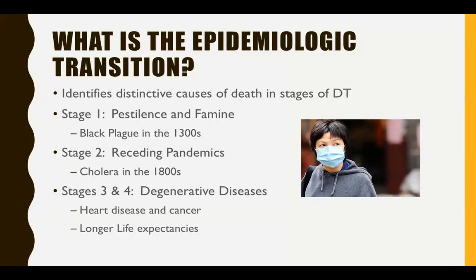In stage 3 and 4, we see things that are degenerative because most people, or most countries, I should say, in stages 3 and 4 are more developed countries. And so people live longer, there's longer life expectancies, which means people die of things like heart disease and cancer versus cholera. Cholera is something that we've been able to fix most likely in more developed countries. Okay.